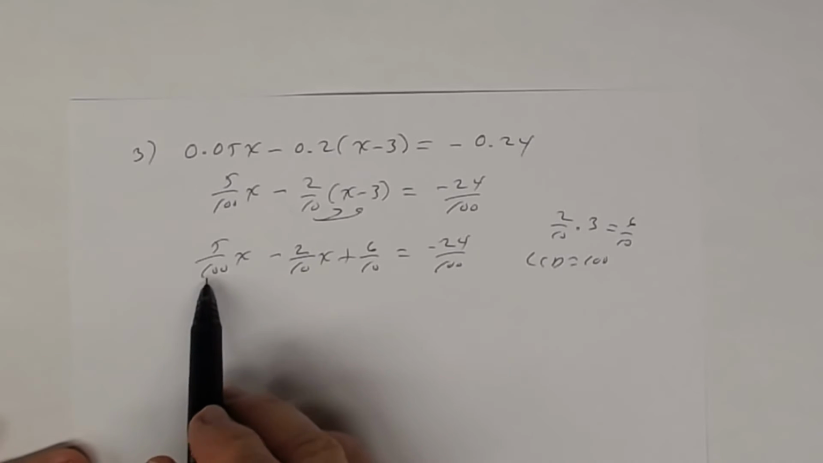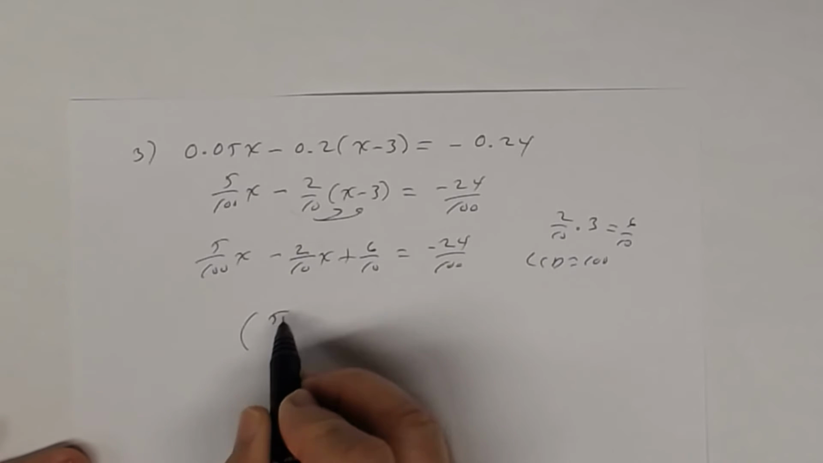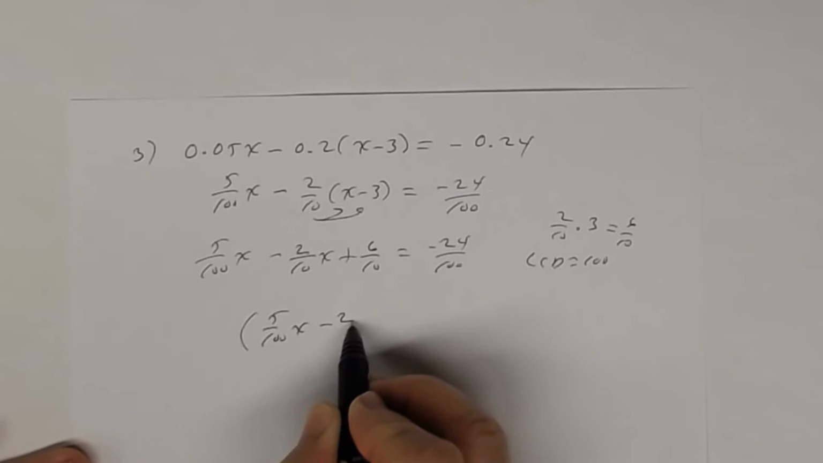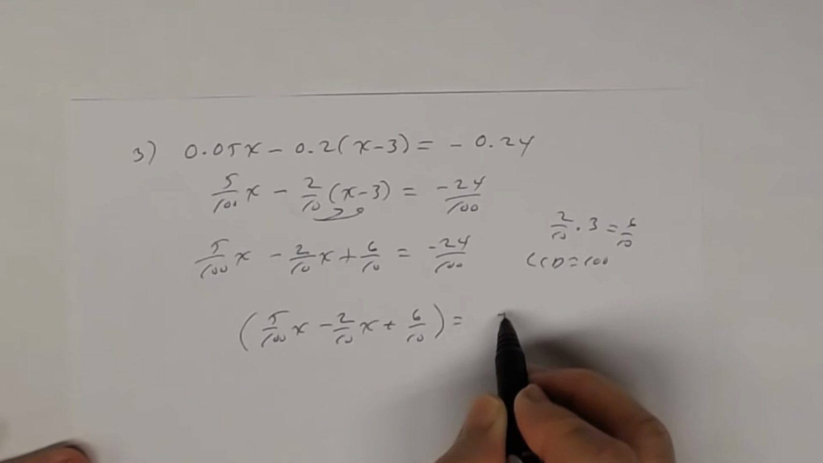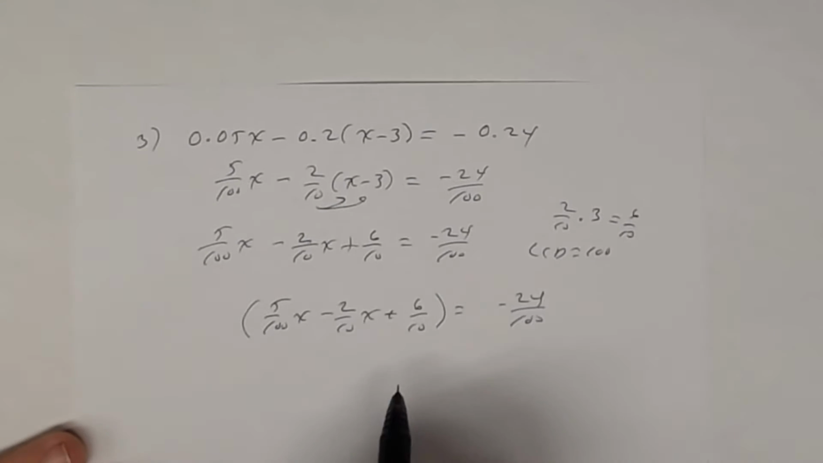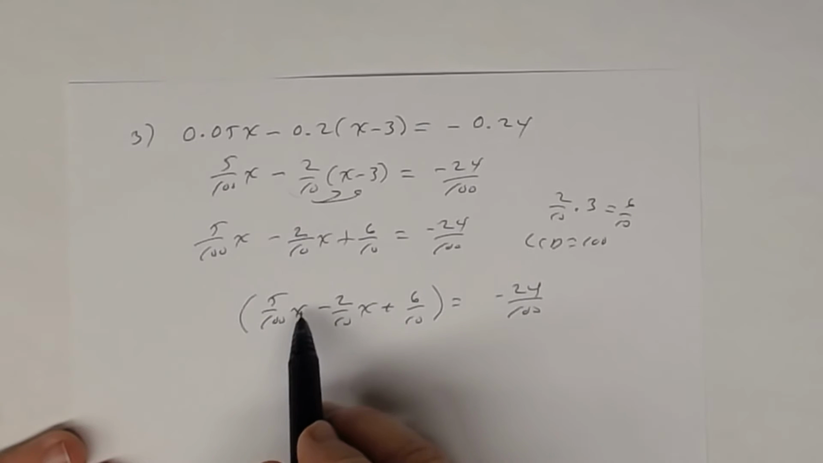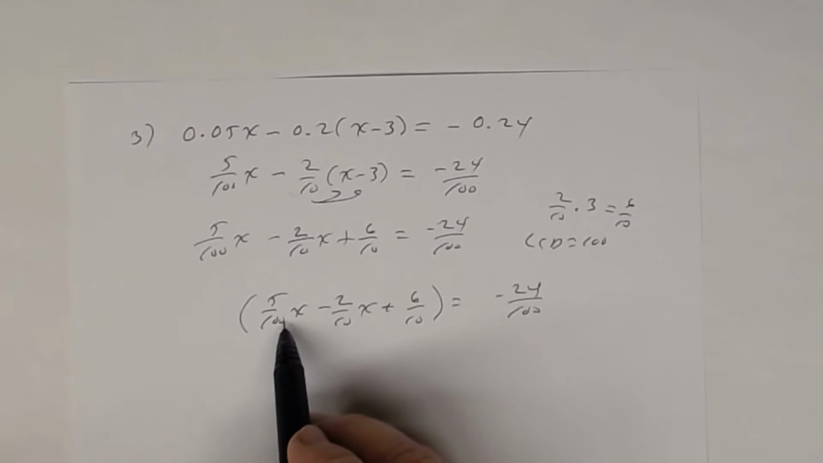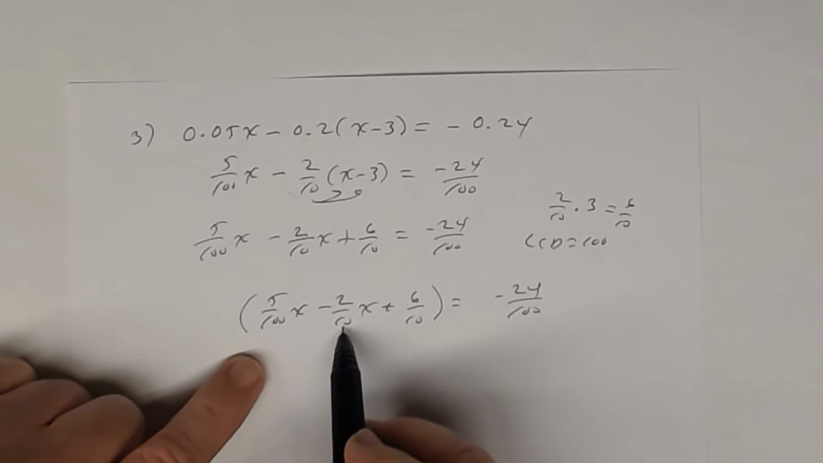Okay, so I have those three terms on this side, so I'll put that in parentheses. 5 hundredths x minus 2 tenths x plus 6 tenths equal, and then negative 24 hundredths. Now be careful. Don't say 5x minus 2x is 3x. For one thing, those denominators are not the same. So those are not like terms in that sense.